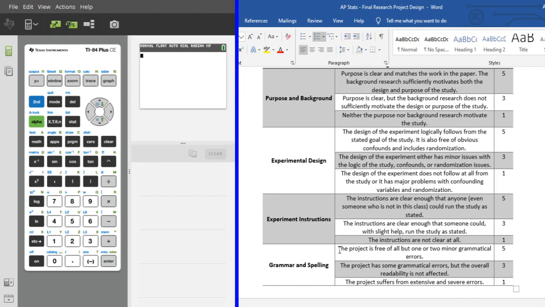We live in a world of instant spell check. It's not going to be the sort of thing I'm going to punish you heavily for. If, however, I'm trying to read your paper and I just can't, that's going to be a bigger issue when it comes to grammar and spelling.